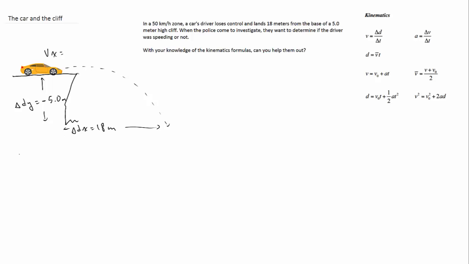Now, we'll make a list in the x direction of what we know. So we know that the displacement is 18 meters. We don't know the horizontal velocity or the time. So there's not a whole lot we can do right now in the x direction. What we'll need to do is to go over into the vertical direction so that we can find time.